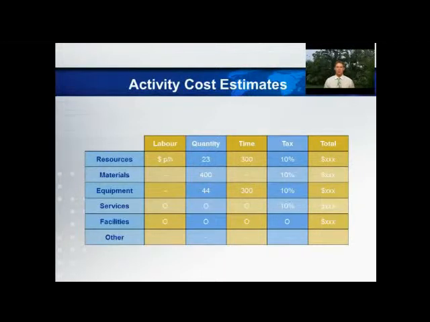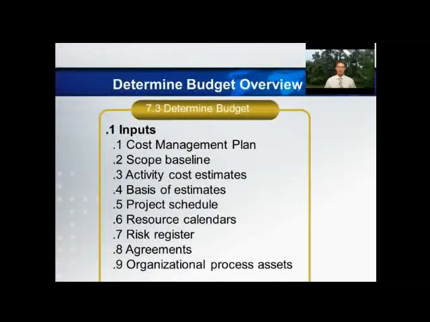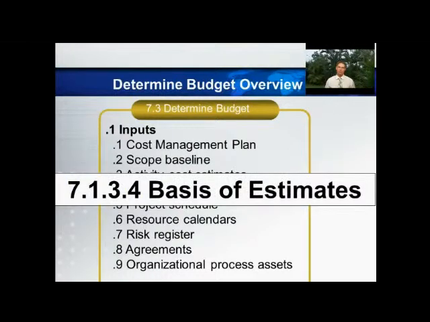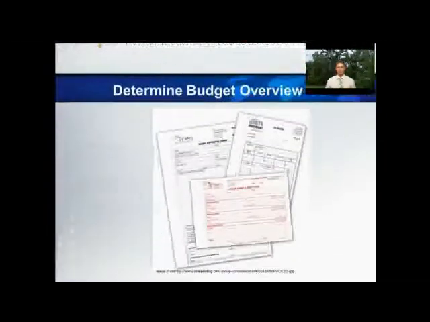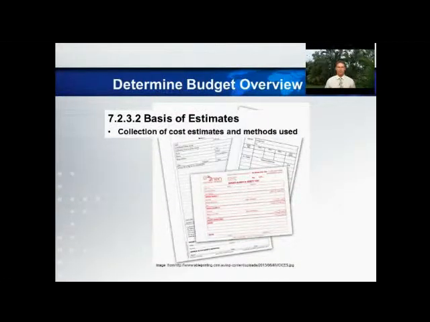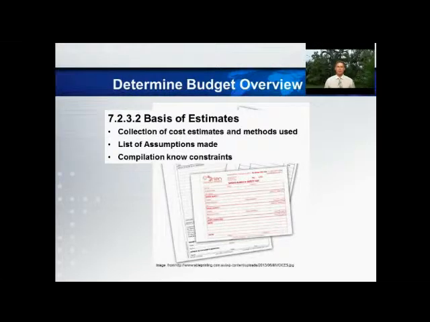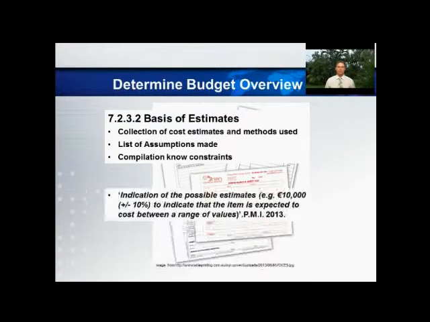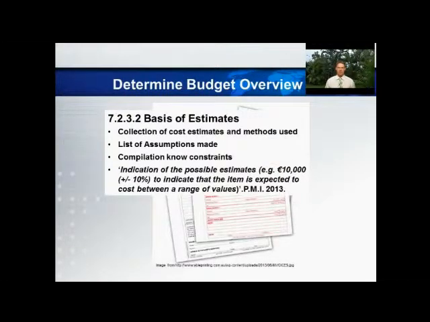Third on the list are activity cost estimates, which are quantitative items including total costs of labour, materials, equipment, services, facilities and others. They are then justified in step 4, the basis of estimates, which asks for the methods used, the lists of assumptions made, and a level of expected accuracy to achieve a confident final estimate.